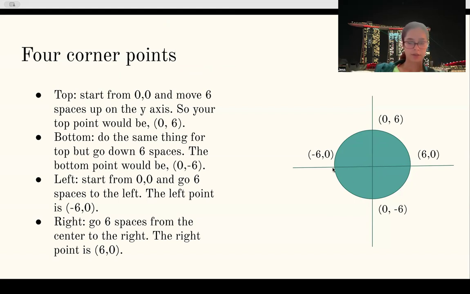The left. Start from 0, 0 and go 6 spaces to the left. The left point is negative 6, 0. Right. Go 6 spaces from the center to the right. The right point is 6, 0.